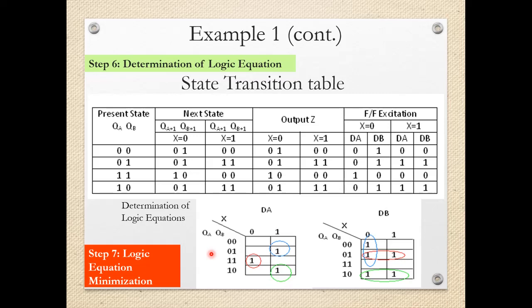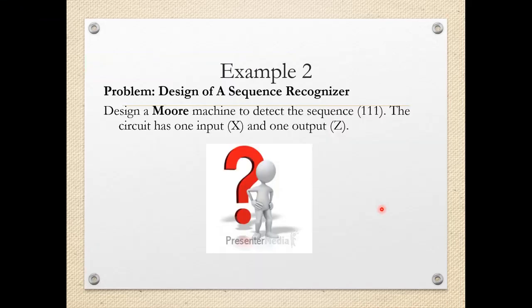Once the logical expressions are obtained, we can draw the circuit diagram. The logical expressions can also be optimized by minimization. That is the optimization step, and then finally the circuit diagram will be available with flip-flops. Okay, I'll go for the next example.